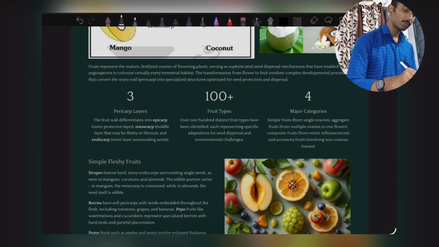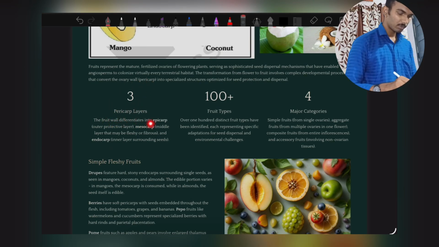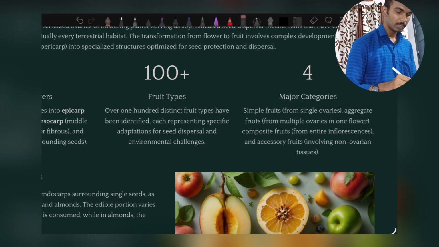seed protection and dispersal. The three pericarp layers of the fruit wall differentiate into epicarp, the outermost protective layer; mesocarp, the middle layer that may be fleshy or fibrous; and endocarp, the inner layer surrounding seeds. It is usually stony in nature.